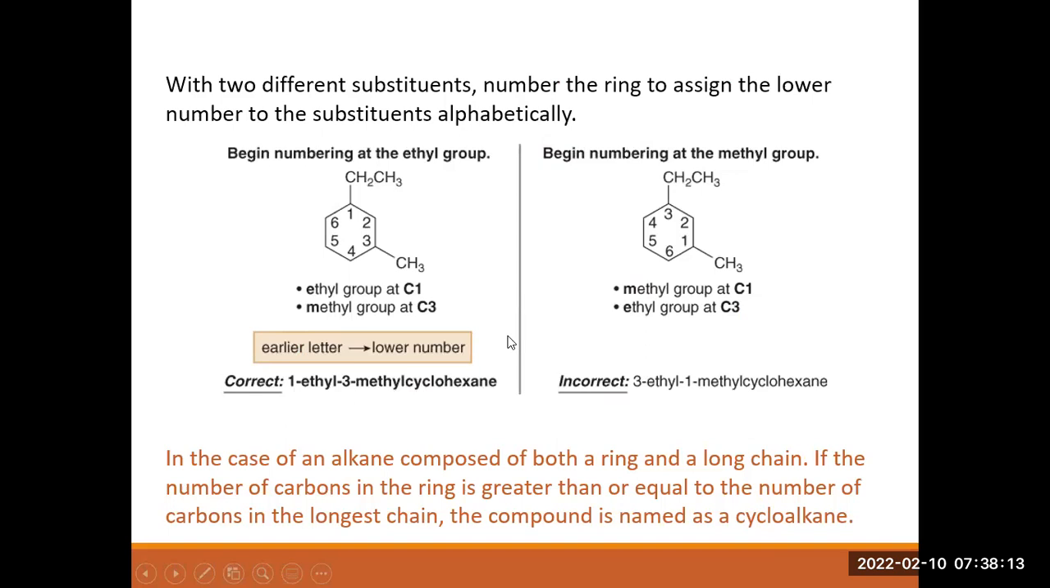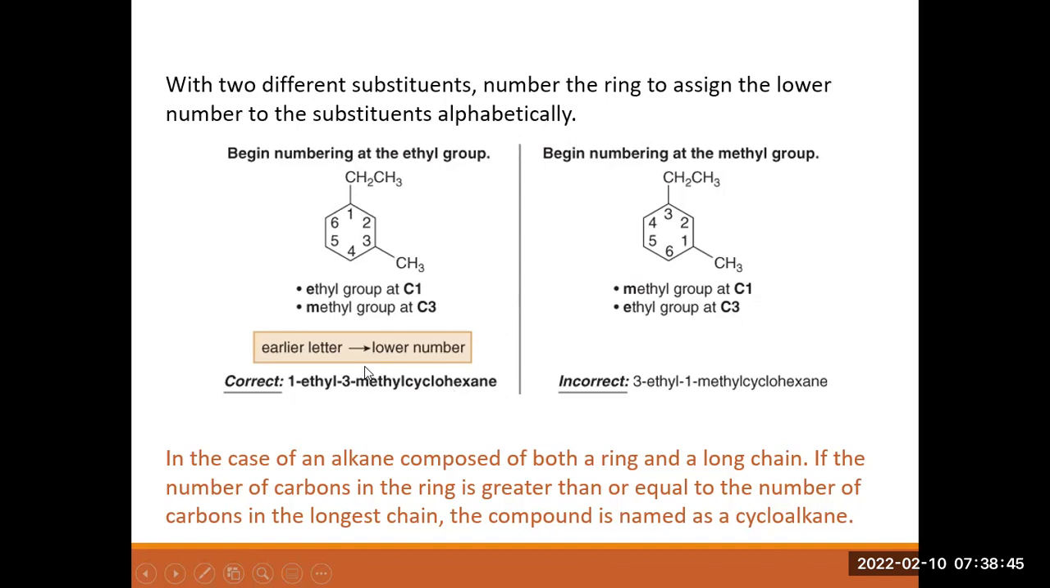With two different substituents, number the ring to assign the lower number to the substituents alphabetically. So begin numbering at the ethyl group because that's the lowest. Then it's ethyl at position C1, and methyl at position C3. The earlier letter would always have the lower number. Therefore, this is 1-ethyl-3-methylcyclohexane.